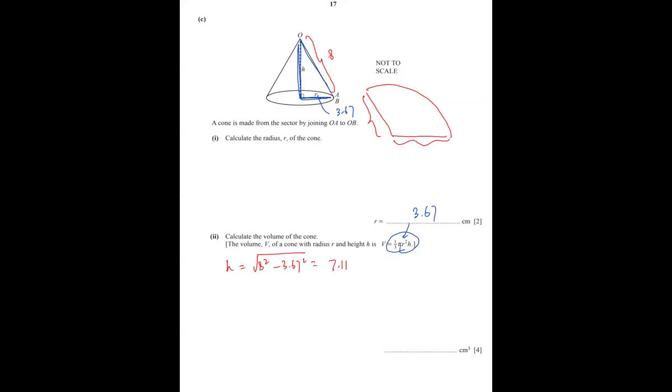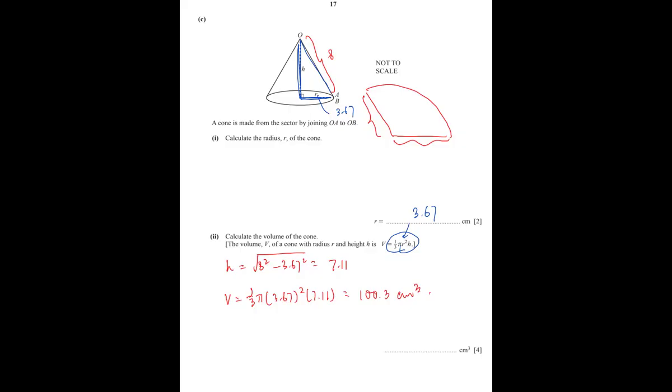Okay, then I just sub this in. Volume is 1/3 pi r squared, which is 3.67 squared, times the height, 7.11. And just like that, they give you 4 marks. Most of the marks actually come from you understanding what the question is trying to do here. Just like that, 4 marks.